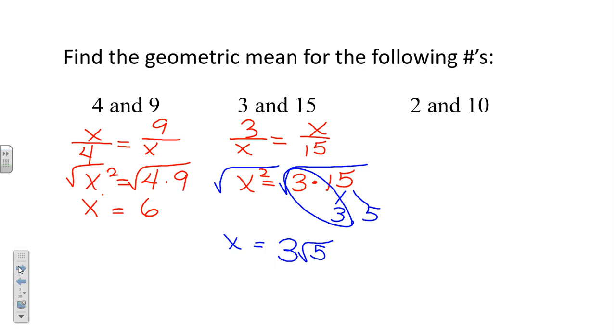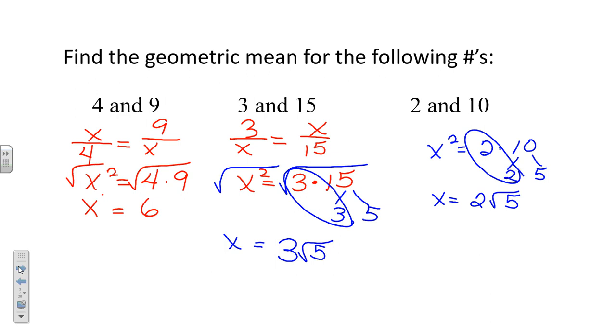2 and 10. X squared is going to be 2 times 10 now, isn't it? And 10 is 2 times 5. So there's my pair. X will be 2 square roots of 5. Questions on those? Okay, the first 2 are going to come out perfectly in your assignment. The rest of them will have some radicals potentially. So that's what you're going to be doing with numbers 1 through 8.